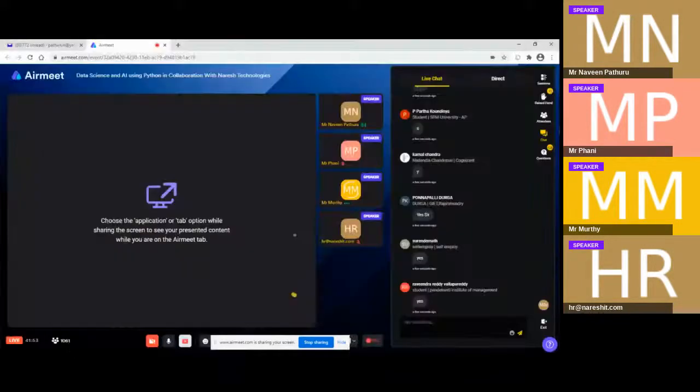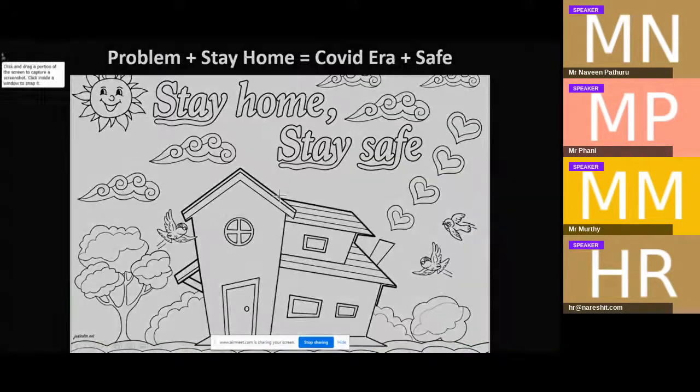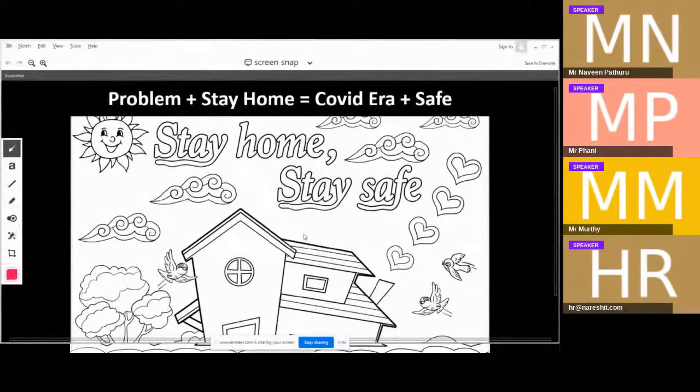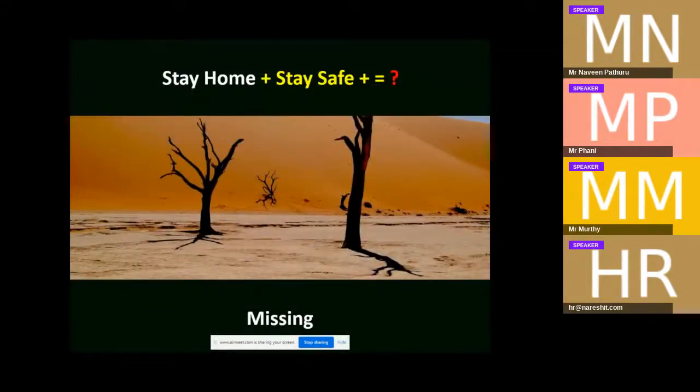What is the problem? What is COVID? The solution is stay home and you'll be safe, is one way to think of it, guys. That's what we are trying to convey. Imagine we're all staying home trying to stay safe. There is something missing, guys. It is not really fun.